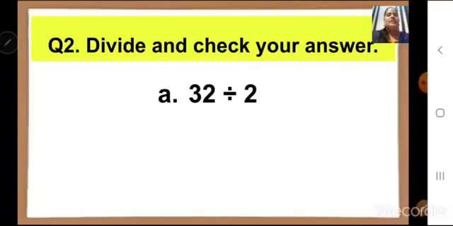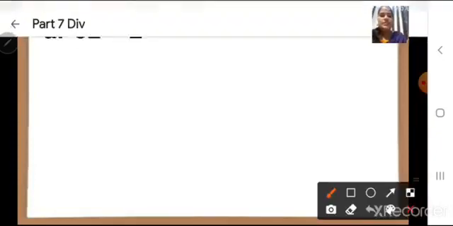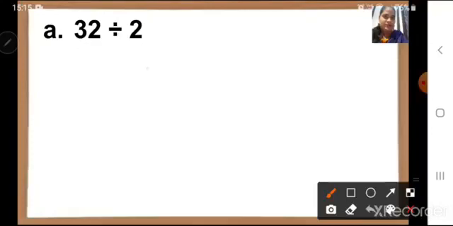A1, 32 divided by 2. Children, in these questions we have to divide also and then we have to check our answer. How we are going to check? By applying the formula. So let us divide. 32 divided by 2. What is the first step? First make a bracket. 32 divided by 2. Then write the dividend and the divisor.